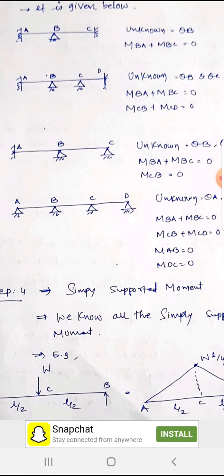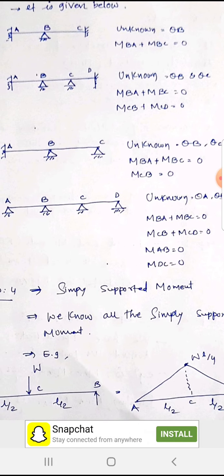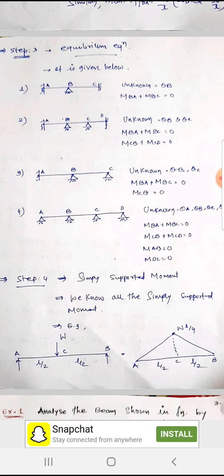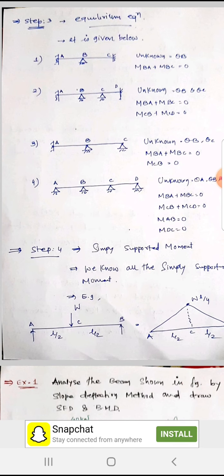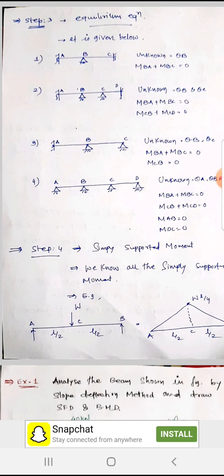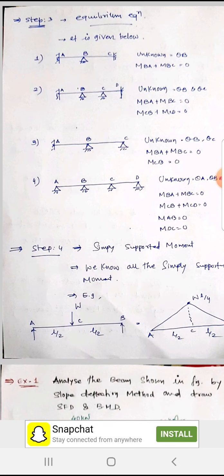Moment from B to A plus moment from B to C is 0. Moment from C to B plus moment from C to D is 0. Moment A to B is equal to 0 and moment of D to C is equal to 0. So these are the equilibrium equations. They change from case to case, which we will discuss in our next session.